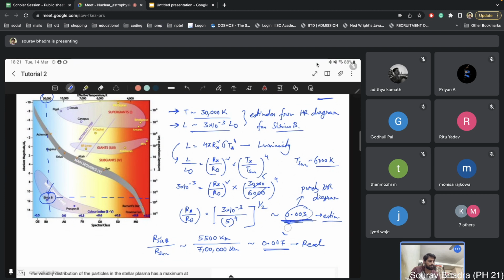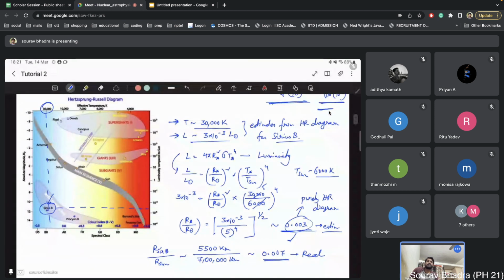So that is what we have done in the HR diagram. Till now, does anyone have any question? Okay. The similar thing sir has also done in his class. He calculated the radius of the supergiants from the HR diagram, and it was some 100 times larger than the sun. It may go very high also, 200 to 500 times the sun, that is also possible. So these are all our approximations.